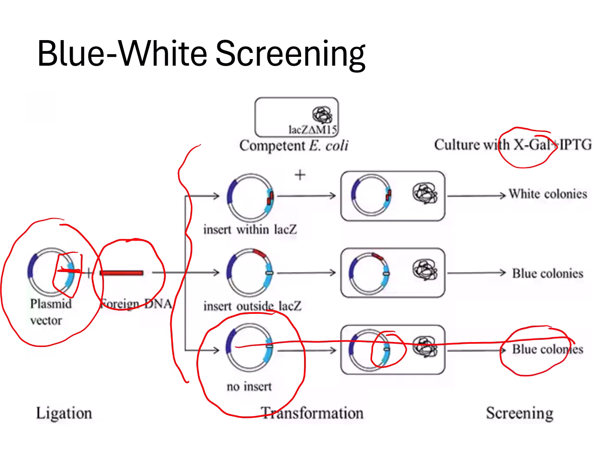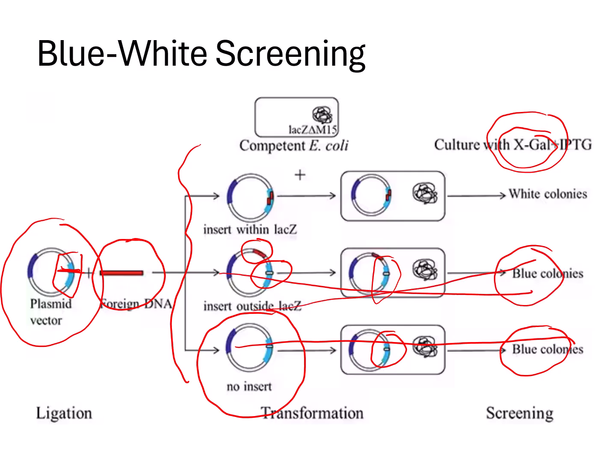Or if the gene is inserted somewhere else, outside of where I intended it to be inserted, the LAC-Z gene would still be intact, producing beta-galactosidase and digesting XGAL. I would see blue colonies again. That's also not what I want.